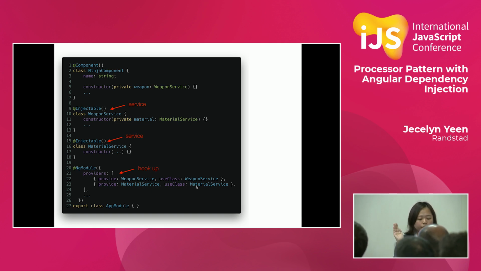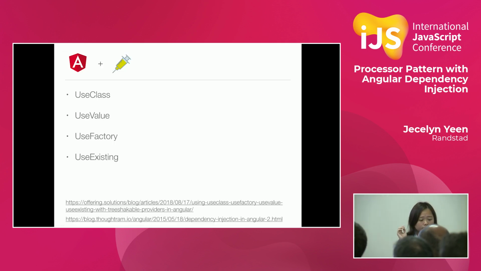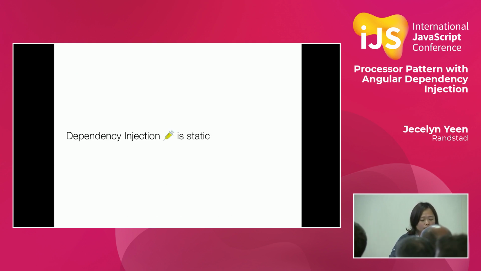But normally, we don't write it like that. This is the long syntax. But Angular is good, so it gives you a shorter syntax. So this is normally how we define the service. We just put WeaponService and MaterialService. But you can actually do that. Okay. Besides useClass, you can actually use useValue, useFactory, or useExisting. We won't be going through all the ways of using this, but if you are interested in providers and dependency injection in general in Angular, you can go to the link. All right. So now, dependency injection is static.